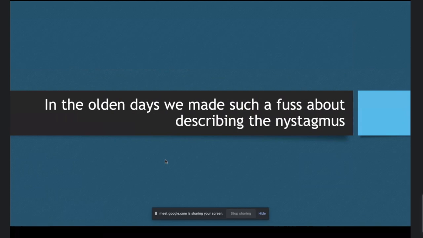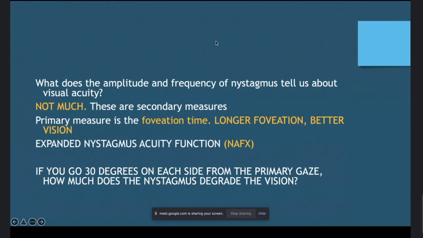In the olden days, we made such a fuss about describing the nystagmus. We used to call it this and that, the frequency is more here, and we drew nystagmus diagrams, and we used to do all that. We've given up all that. We used to say the amplitude and frequency is more in up gaze, then less in right gaze, then left gaze. Basically, it means nothing. These are all secondary measures. The primary measure is the foveation time. The longer the foveation, the better the vision.